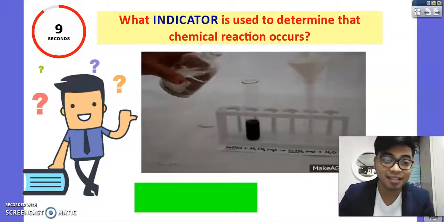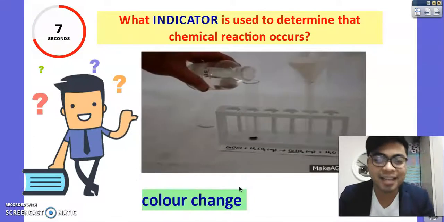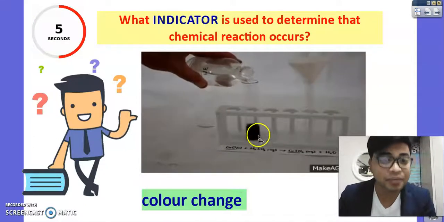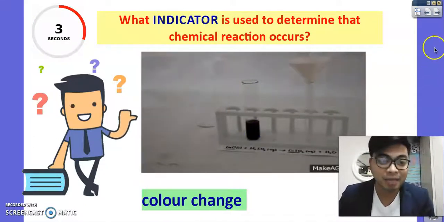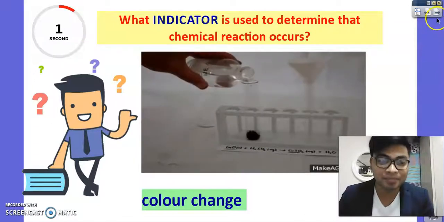You have the answer? Let's see. The correct answer here is color change. From the dark color, it becomes light blue in color. Very good.